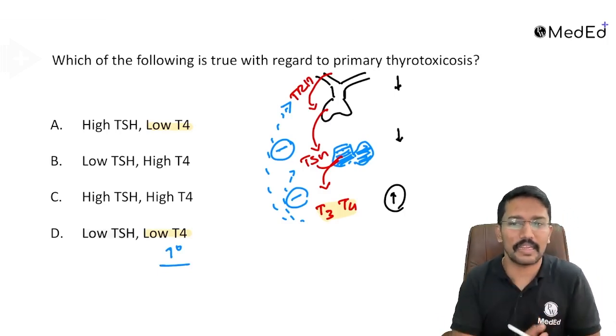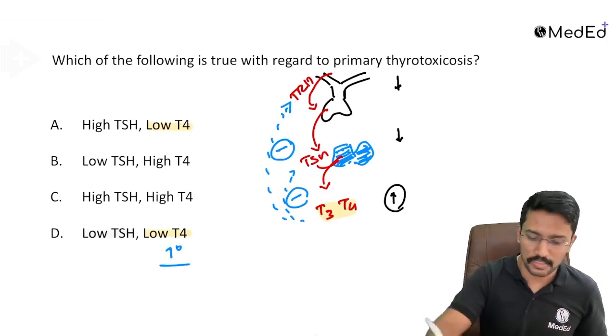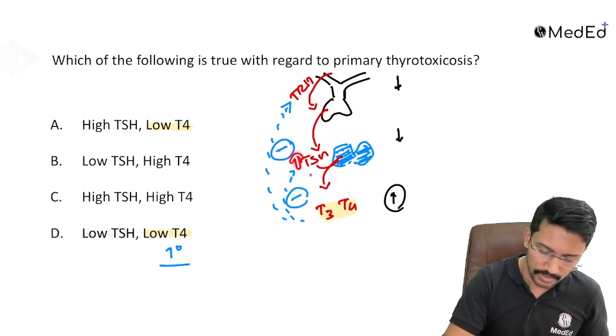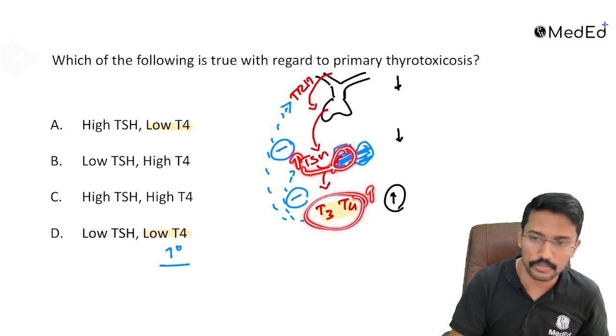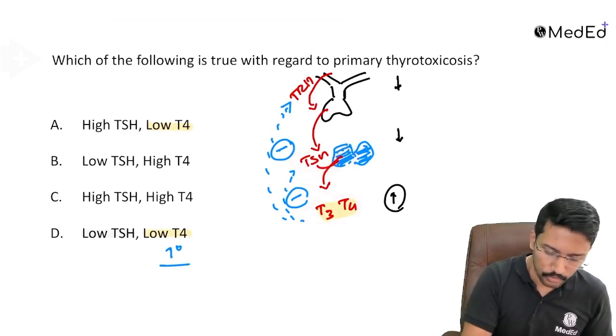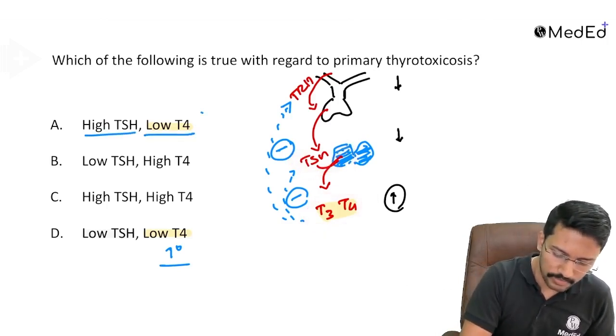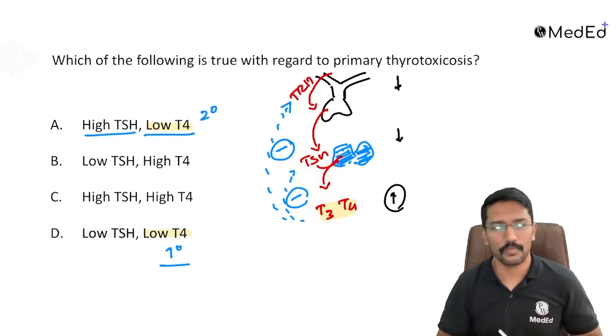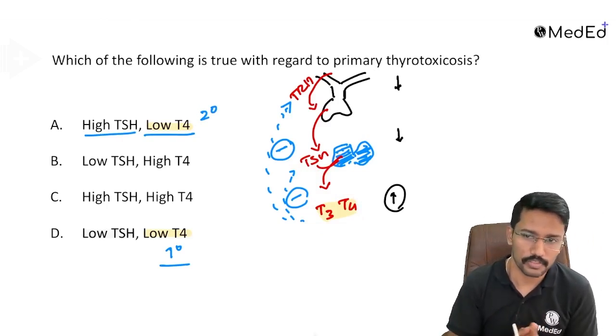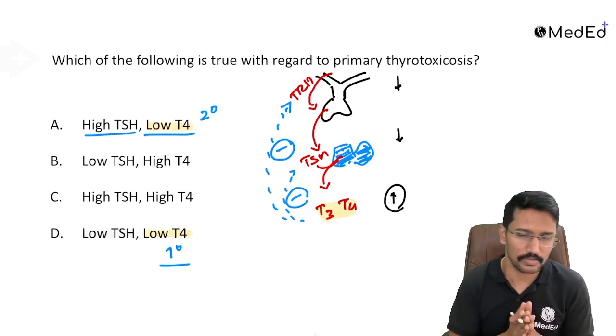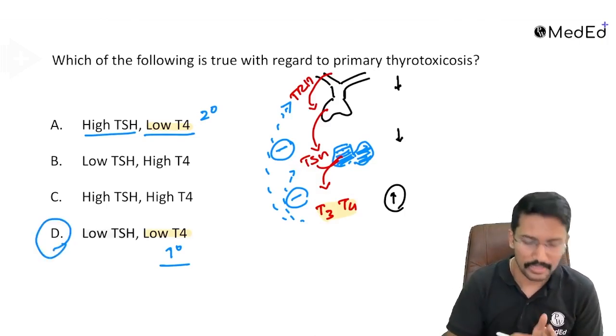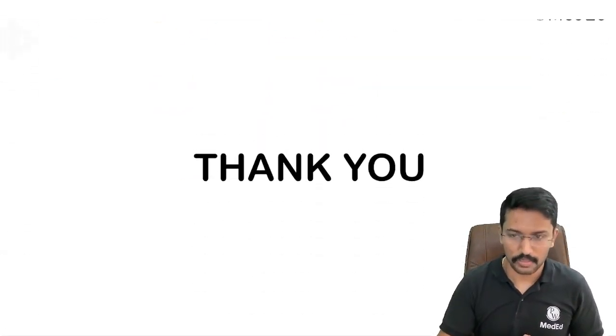If it is secondary, that means there is increased TSH production, you have high TSH, and this high TSH is causing high stimulation of the thyroid gland, and that is why your T3, T4 is going high, right? In that case, you will have this A kind of picture. So that is suggestive of secondary hyperthyroidism or thyrotoxicosis. So the answer is clear here. It is option D. That's it from me here, guys. Thank you.